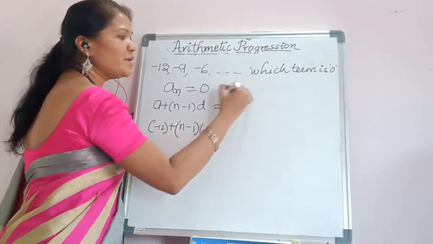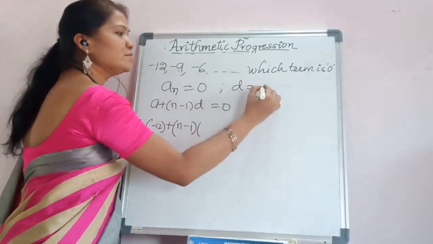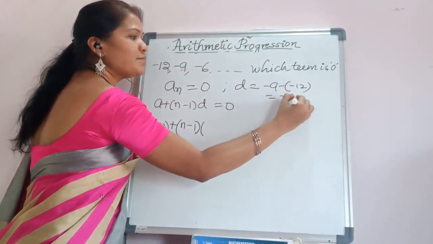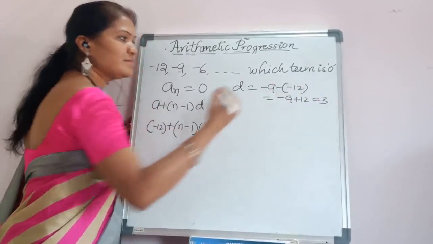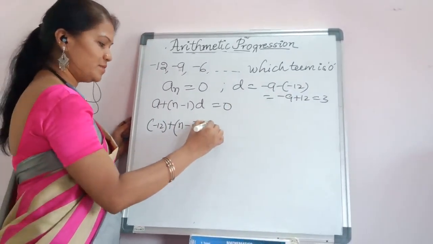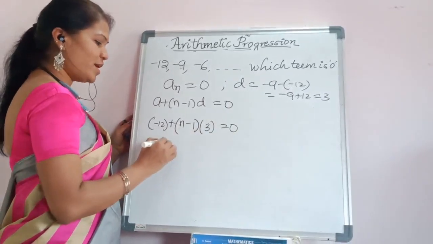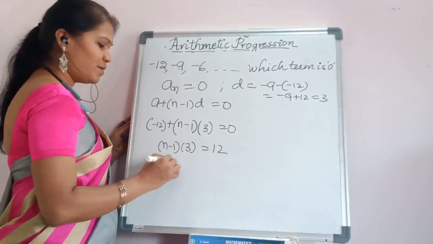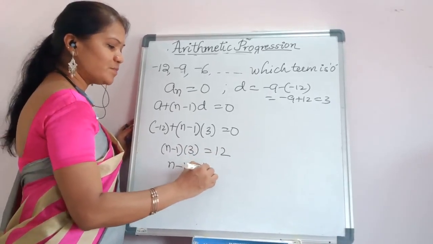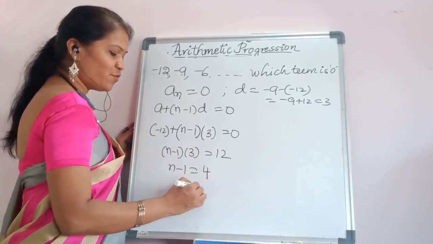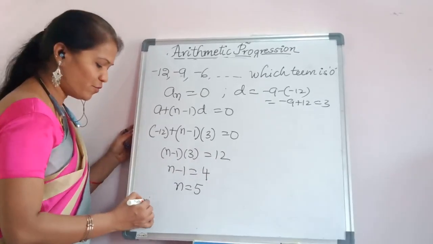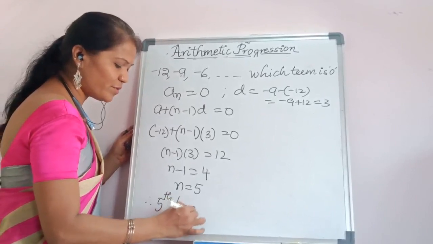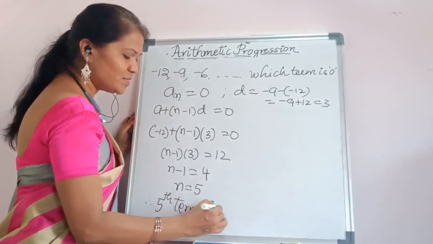What is our d from here? Consecutive terms difference. So minus 9 minus of minus 12, means minus 9 plus 12 becomes what? Plus 3. No? So I will get plus 3 is equals to 0. So n minus 1 into 3 is equals to 12. n minus 1 is equals to 12 by 3, that is 4. So n is equals to 4 plus 1, 5. So therefore, fifth term of this sequence is 0. Fifth term of the given progression is 0.